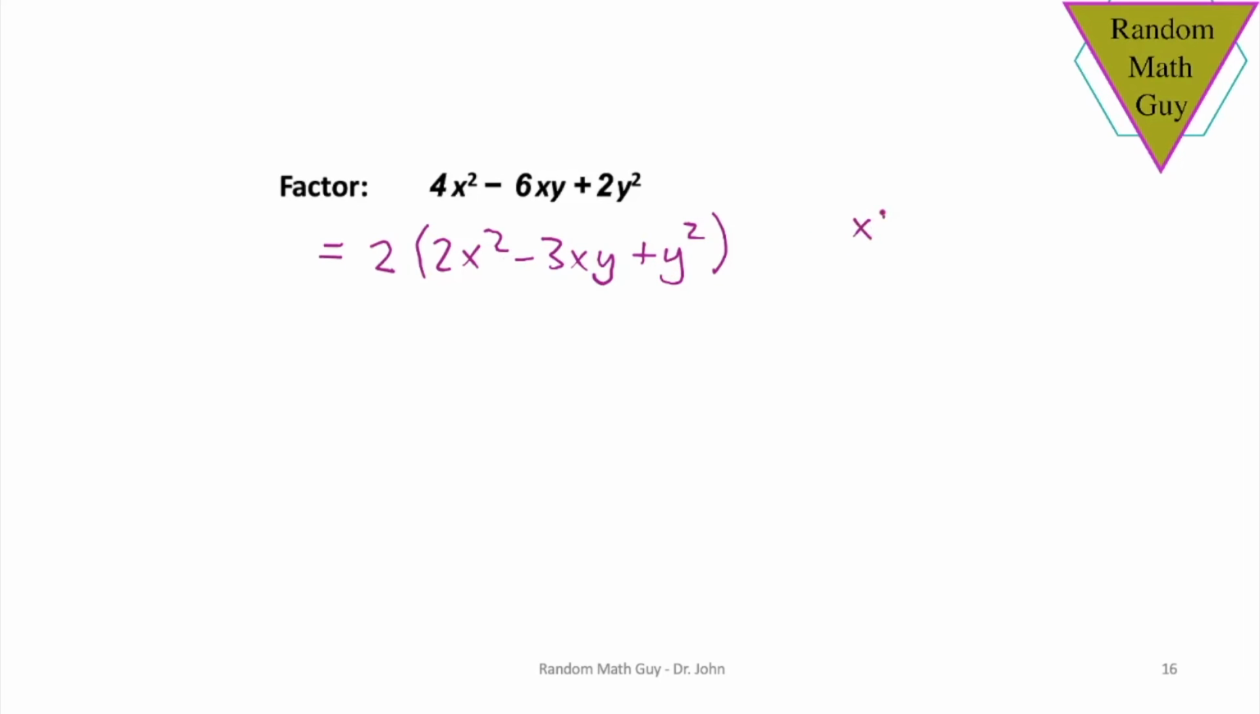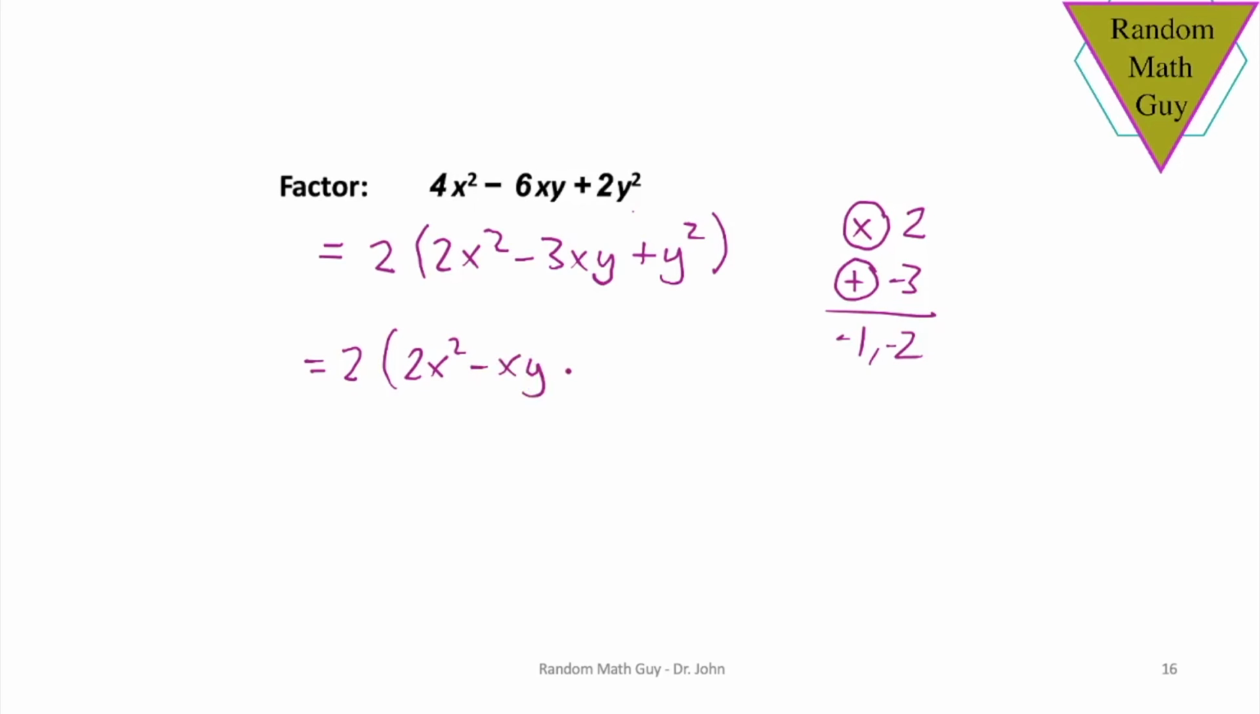On the side here, just go for the two numbers that multiply to 2 times 1. There's a 1 in front of that y. 2 times 1 is 2. And then you want to add to negative 3. So those numbers are -1 and -2. Okay, here we go. Let's take this decomposition and finish the question.